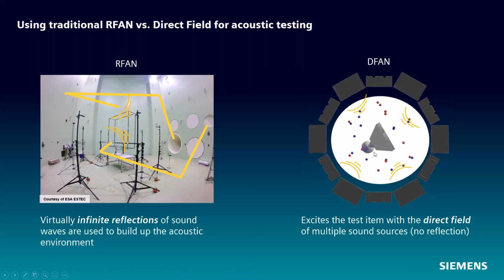So why would anyone ever do a DFAN test if RFAN is so much easier? Well, it's all about risk mitigation. If you are designing a space vehicle and you want to do a reverberant test, what you have to do is go to a reverberant chamber. That means packing up your test article, bringing it someplace by truck or rail or something else, maybe an airplane, and shipping it there and setting this all up.